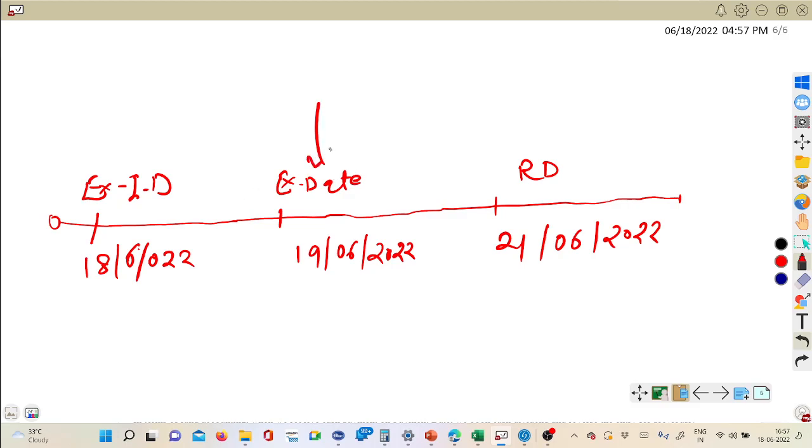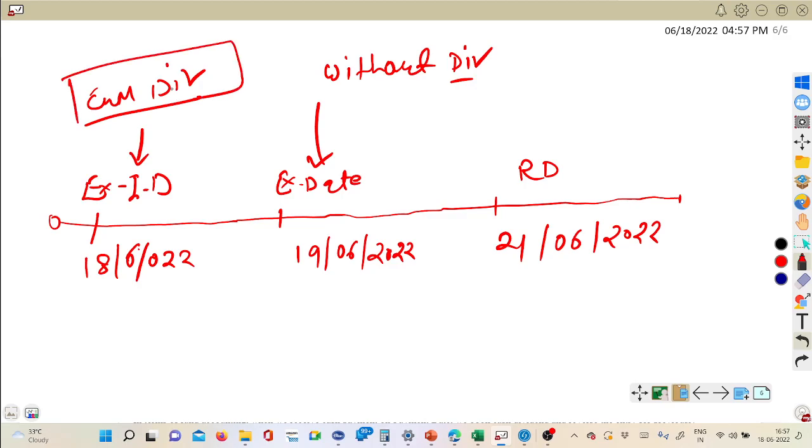See, this date is your without dividend date, okay? And this date we can say is come due. So the ex date minus 1 would be your come due date. If you do the trades then, you are still eligible for the coming dividend. But if you do the trades on the ex date, then you are not eligible because it's a without dividend date.